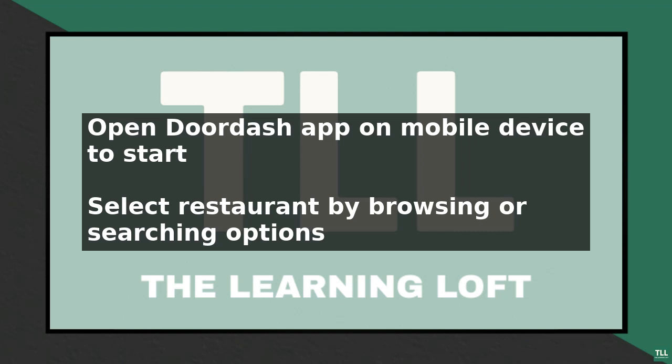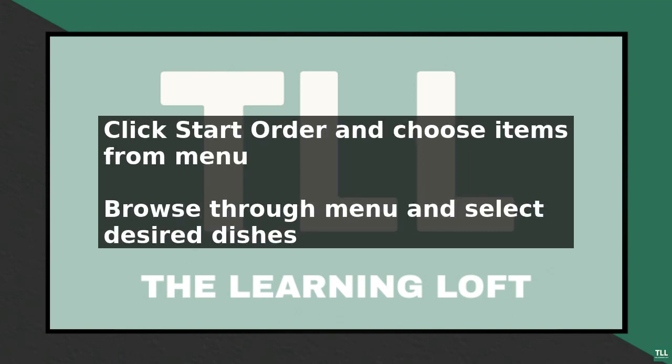You can then choose the items you would like to add to your order by browsing through the menu and selecting the desired dishes. To create a group order, click on the Group Order button, usually located at the top right corner of the screen. This will allow you to invite others to join your order. You can invite friends by sending them a link to the group order, which they can use to add their own items to the order.